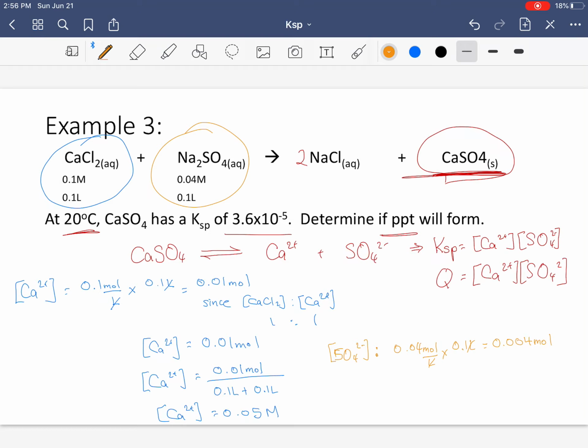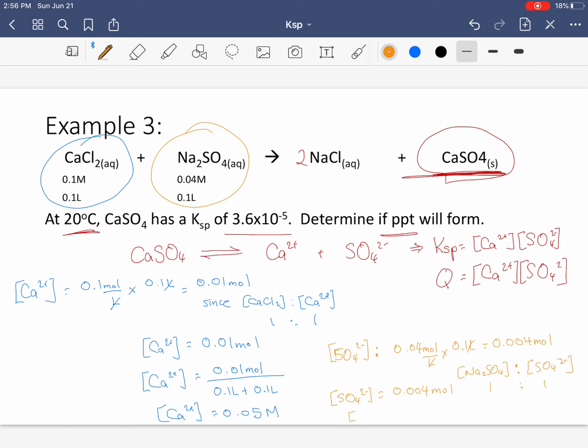Okay, now Na2SO4 to SO4 is also 1 to 1. So what that means is that SO4 is equal to 0.004 moles.